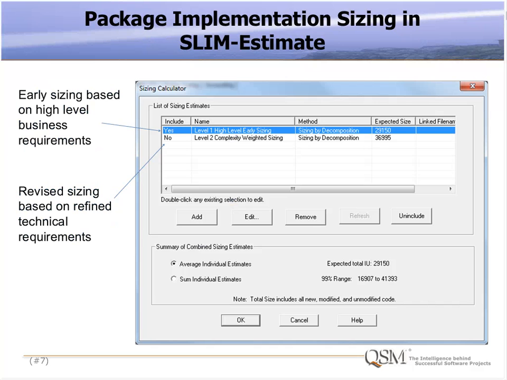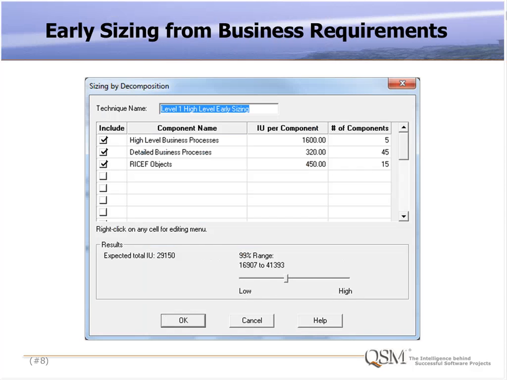So as we're getting ready to run our estimate, we want to get a feel for early sizing, high-level business requirements, and then as we get a little bit more information, we want to revise that information and get a refined feel for the technical requirements. So early sizing, we might break it out like this: high-level business processes, detailed business processes, and RISE-F objects.